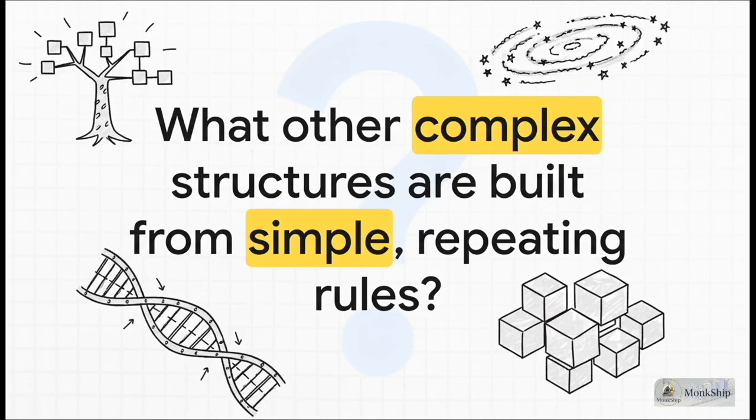So the big idea here is that a really powerful, complex behavior, like summing up an entire tree, can come from just a couple of simple repeating rules. And this pattern isn't just in code, it's everywhere you look. Which kind of leaves us with a final question to chew on. What other complex structures, maybe in technology or even out in nature, are built from a few simple repeating rules?